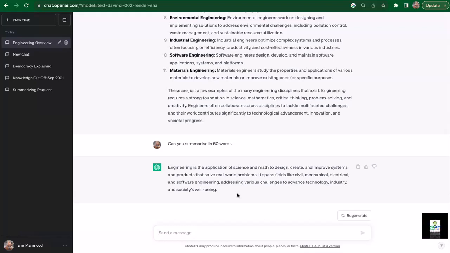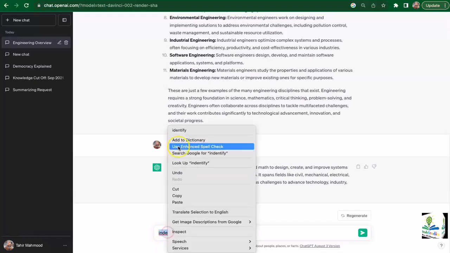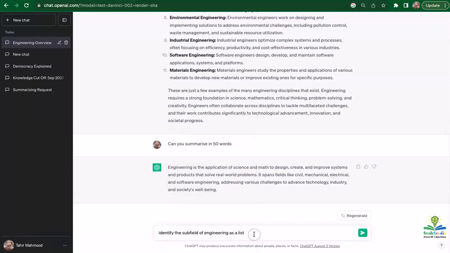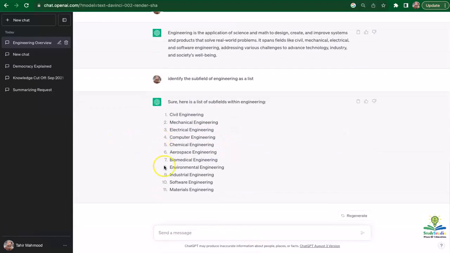So far, this is well and good, but this is information that I can easily get from Google as well by looking at a couple of different blogs. So I want to take one step further and make it more challenging. So now let's say, identify the subfields of engineering as a list. So it already gave me a list. I'm just going to ask it again to provide me the subfields of engineering as a list.